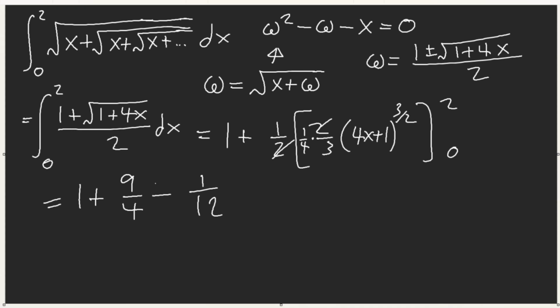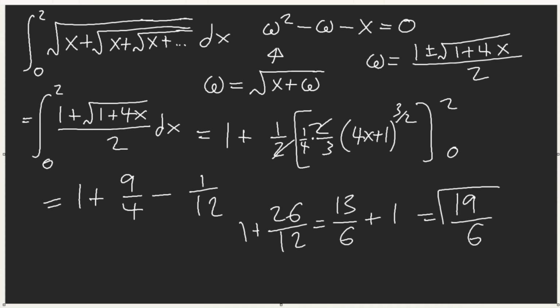26 over 12? Is that right? 26 over 12? Which becomes 13 over 6. Oh, okay, and then plus 1. Right, and this gives me 19 over 6. And that's our answer.